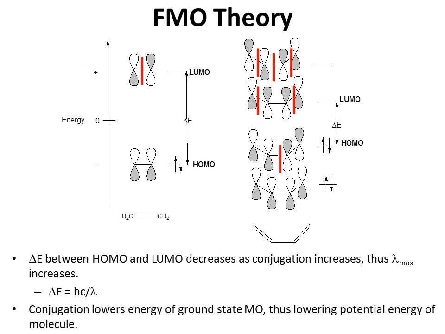Conjugation also makes the molecule more stable because of the new ground state molecular orbital, which has much more overlap between the p orbitals. That lowers the potential energy of the molecule.